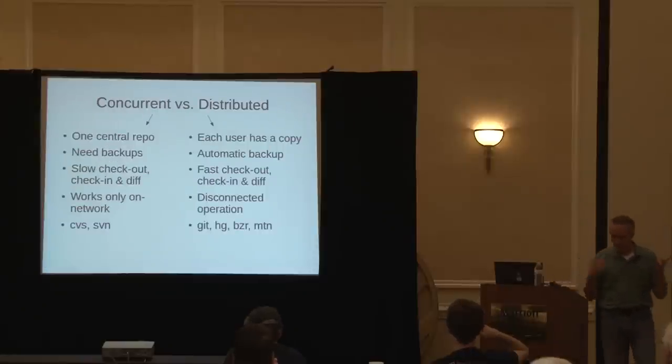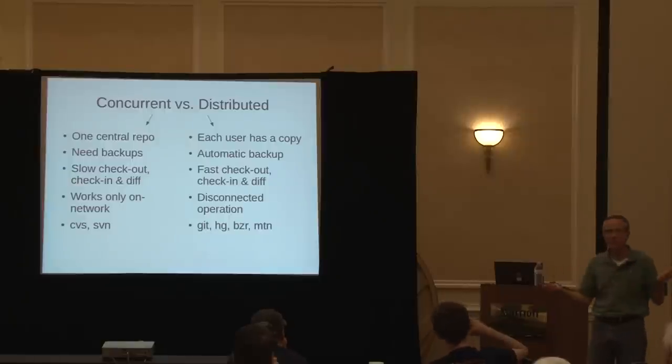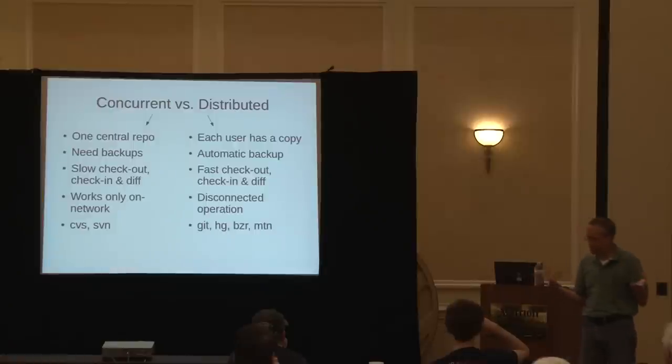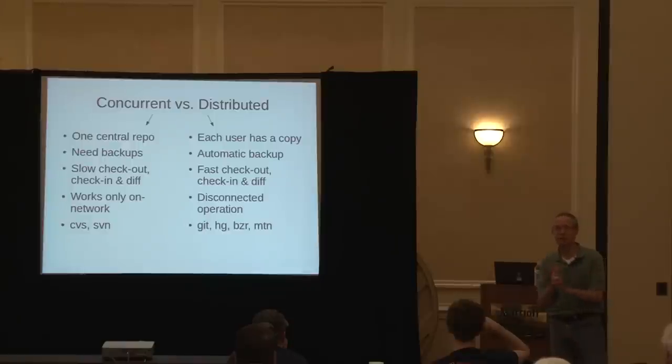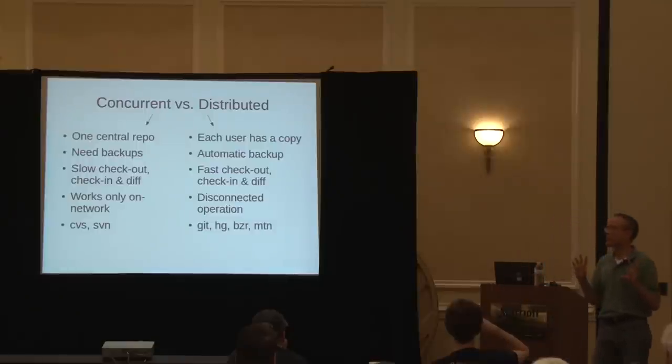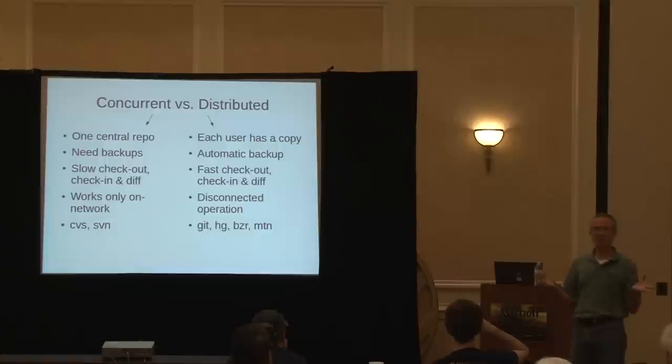So right now, version control systems are kind of divided into two categories, which I'm going to call concurrent and distributed. The concurrent is your older CVS and Subversion, and the distributed are the new ones, Git, Mercurial, Bazaar, Monotone. Now, there are other categories as well. Old timers like me can remember systems like SCCS and RCS, which were not even concurrent. That means that only one person could be editing at a time.